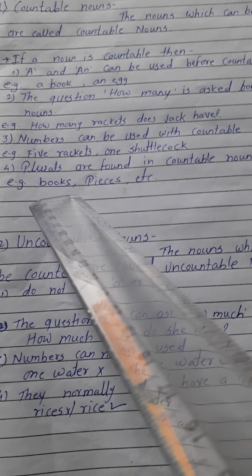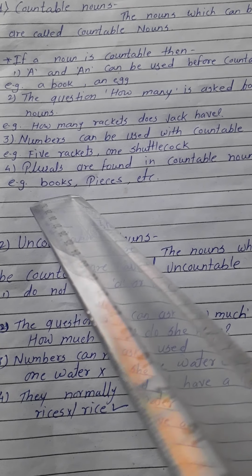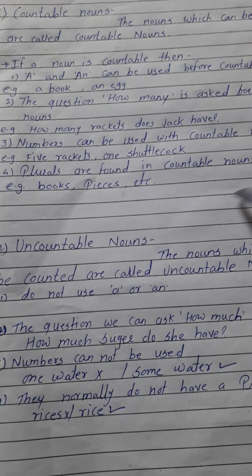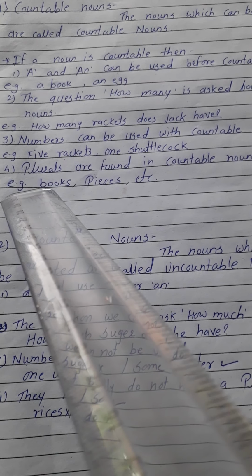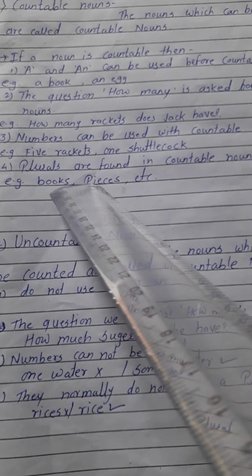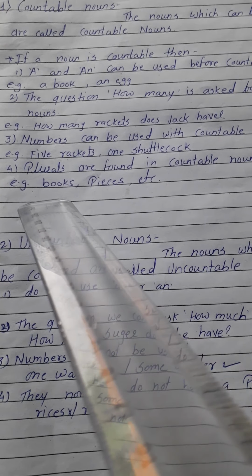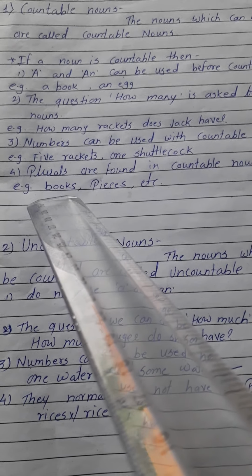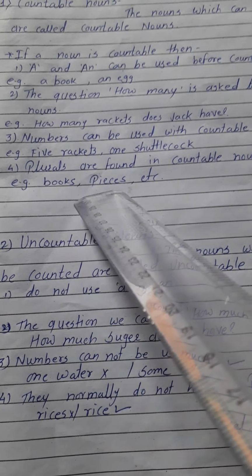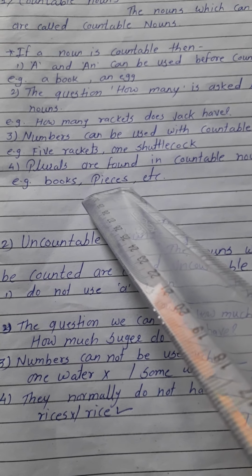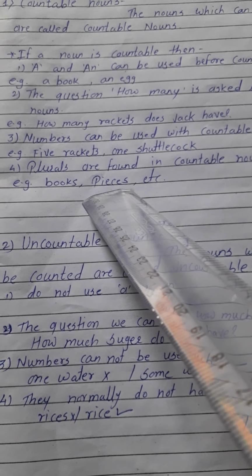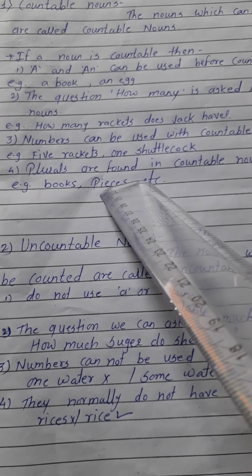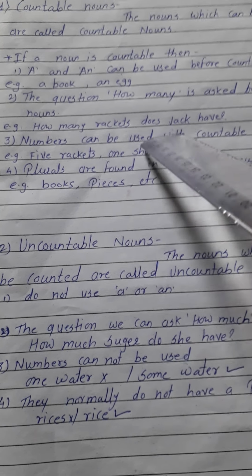And one more rule about countable nouns: plurals are found in countable nouns. Whatever plural things there are, they are found in countable nouns. For example, books, pieces. If many books are there, we can also count them. Many pieces, we can also count. So these are countable nouns, which we can count with numbers.